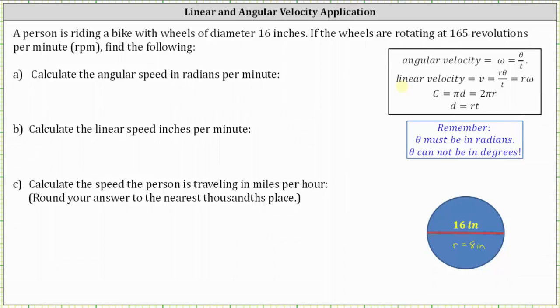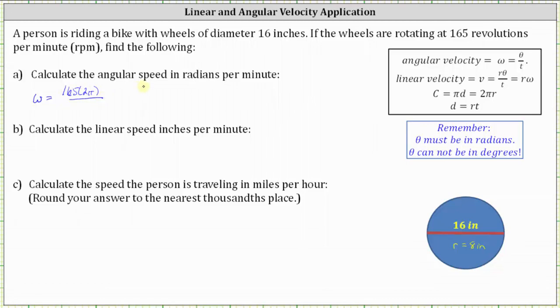The angular speed or angular velocity is indicated by omega, which is equal to theta divided by t, where theta must always be in radians and t is equal to the time. Because the wheel is rotating at 165 revolutions per minute, and each revolution is equal to 2 pi radians, for the angular velocity omega, theta is equal to 165 times 2 pi, and then divided by the time.